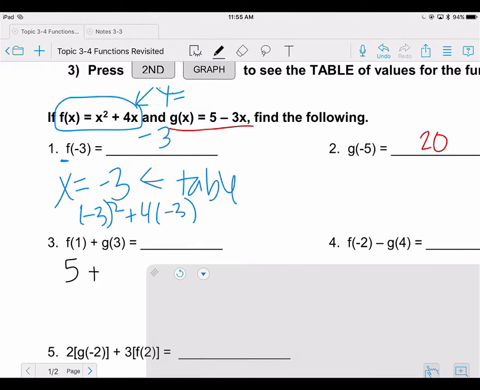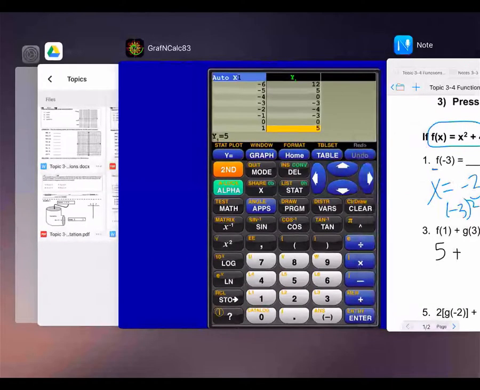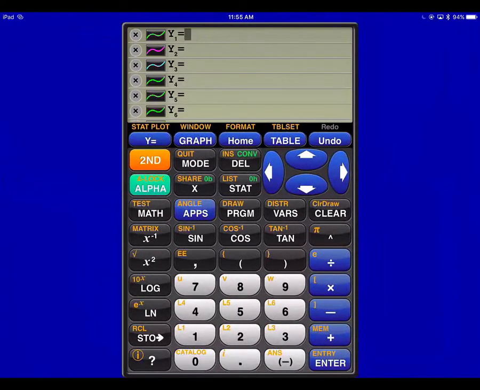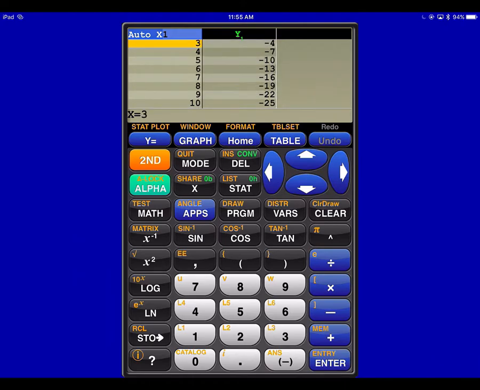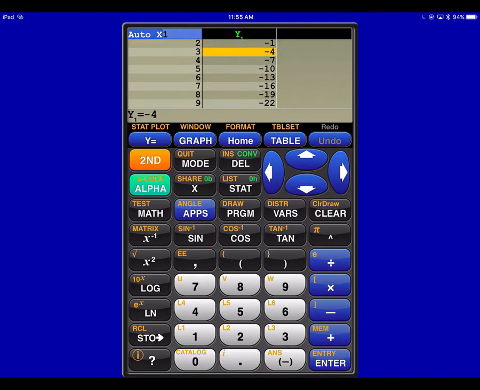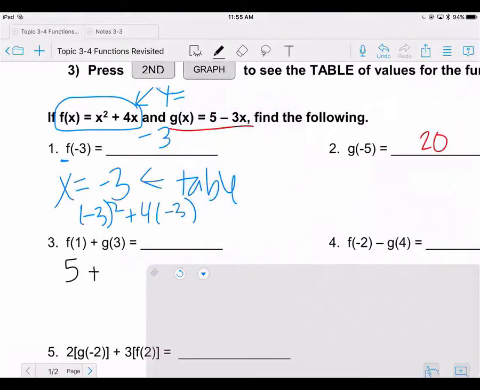And then I need to find g of 3. For g, we are using the g of x function, 5 minus 3x. So I come and replace that again, 5 minus 3x. Second table, and I am looking for g of 3. When x is 3, y is -4. And then I simply add these. 5 plus -4 is 1.